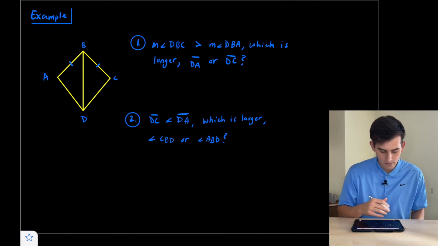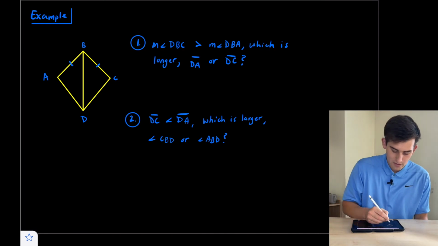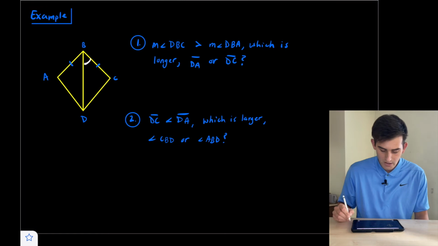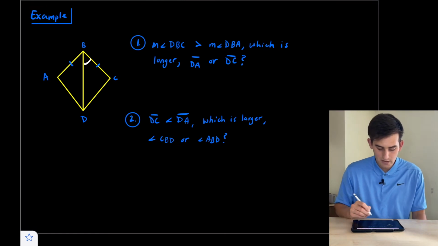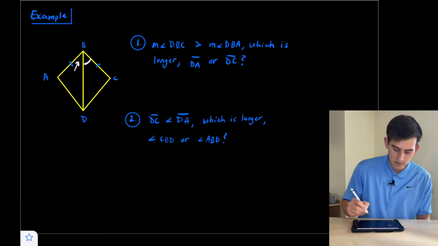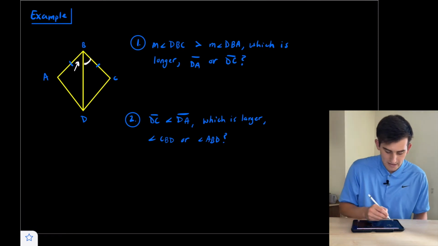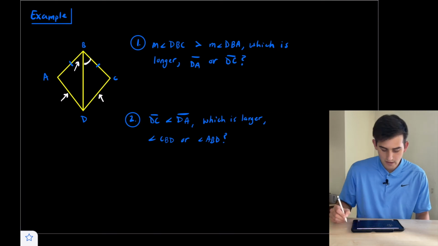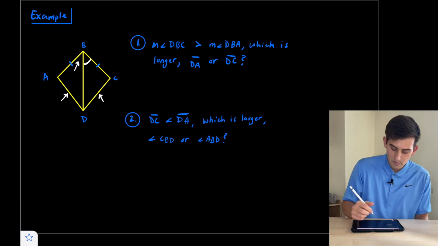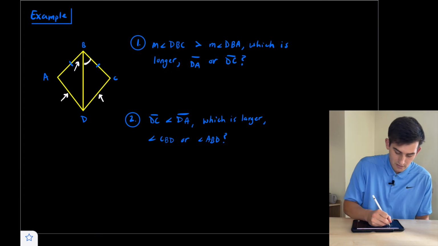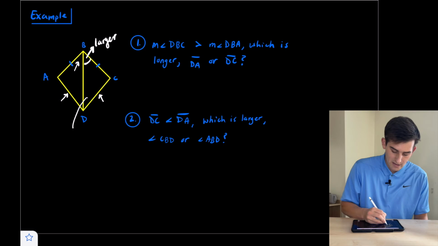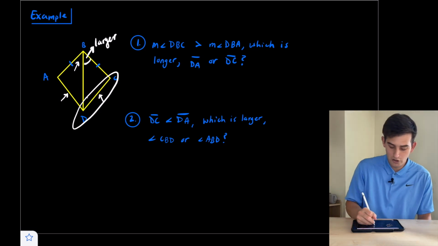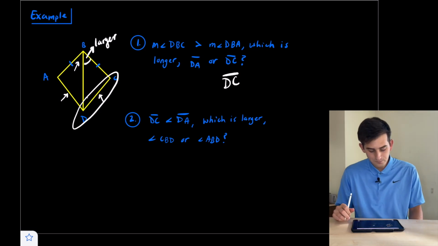We have this diagram here, and it says for number one, the measure of angle DBC is greater than the measure of angle DBA. Which is longer, side DA or side DC? Well, since my angle DBC, this angle right here, is larger, that means my side DC is going to be longer. So we're going to answer DC for that one, okay?